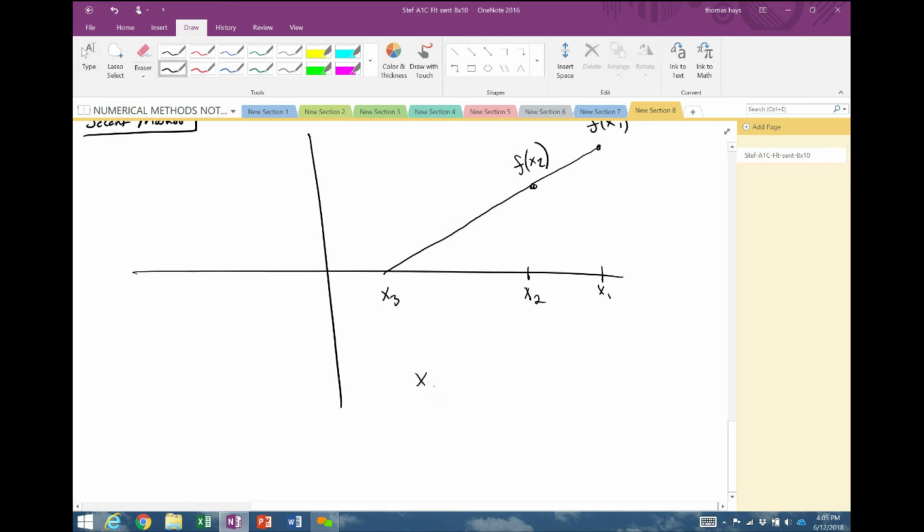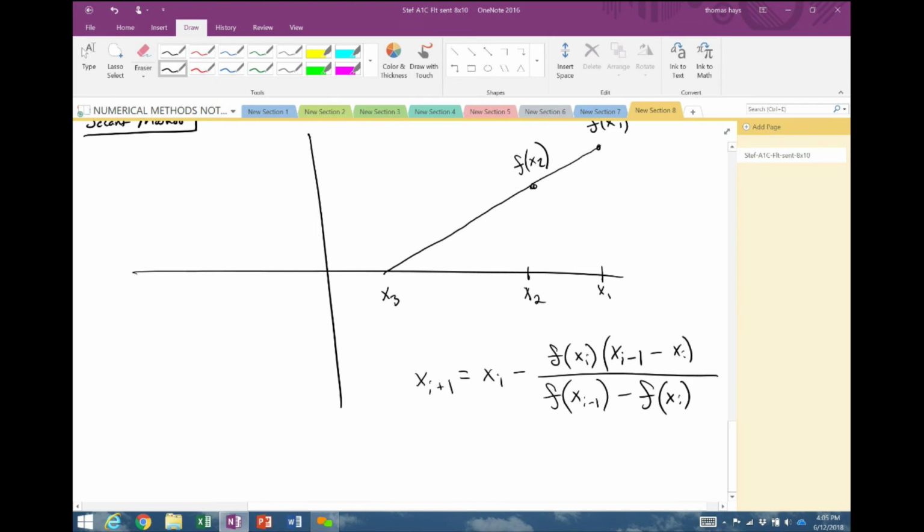That equation reads x of i plus 1, your update equation, equals x of i minus functional evaluation of x i, times x of i minus 1 minus x i, divided by functional value of x i minus 1 minus functional value of x of i.